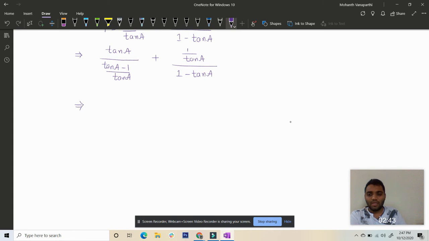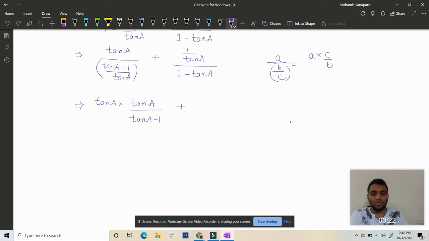Now generally in fractions, we know that when a fraction is of the type A by B whole divided by C by D, we will write it as A into D by B C. Let me restate: A whole divided with B by C, we will write as A into C by B. The first term looks similar to this fraction, so we will write it as tan A into tan A divided by tan A minus 1.